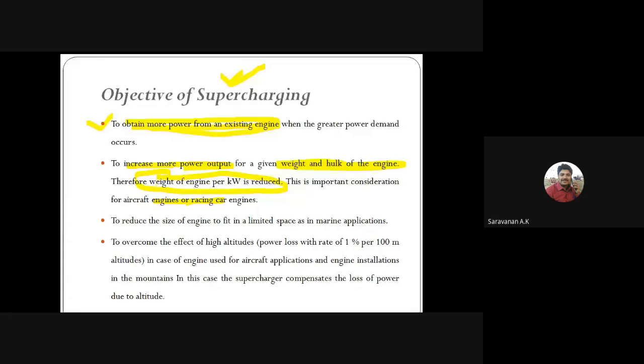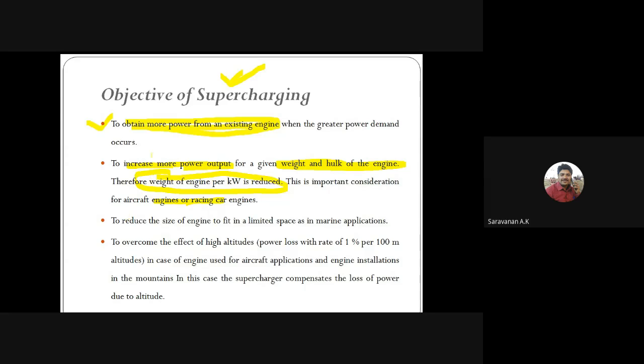Yes, yes, sir. So what happens: if we give some external supply to the engine, the engine gets good performance or higher speed, right? So here we can get the same power with the same engine weight, but we have to add some extra mass flow rate of some gases.